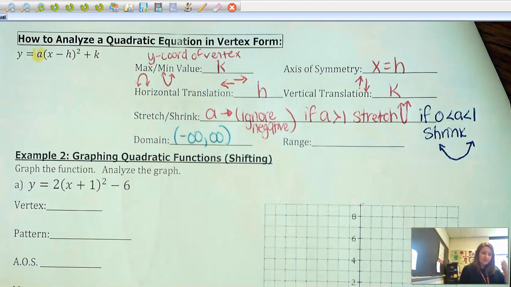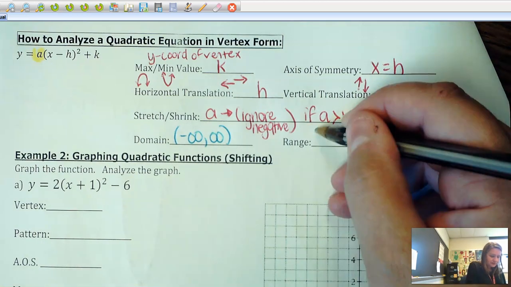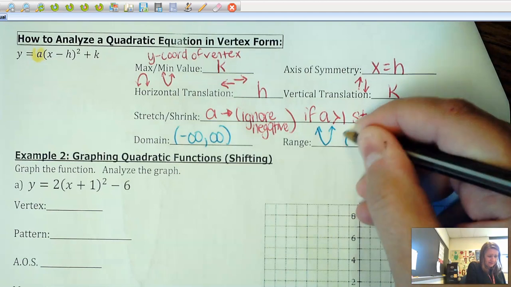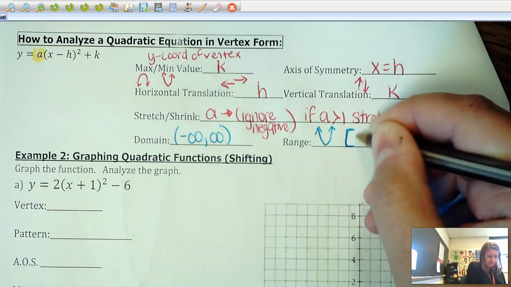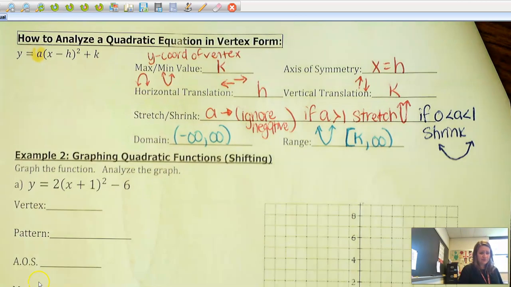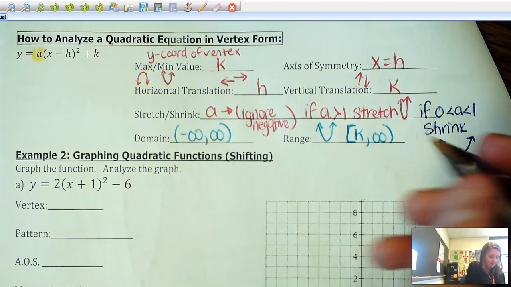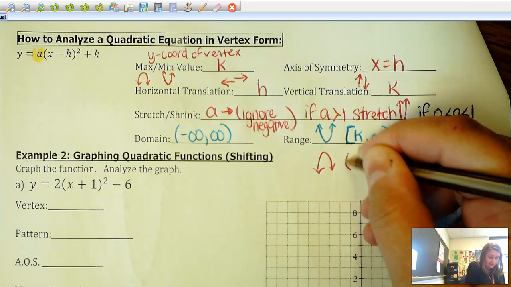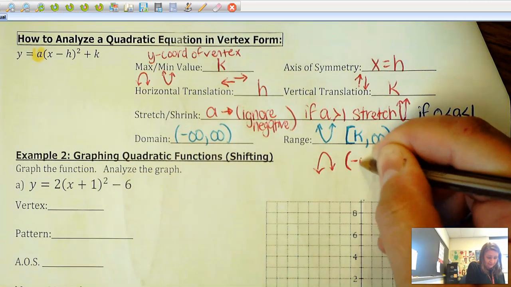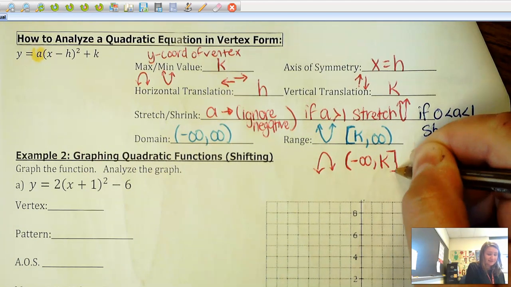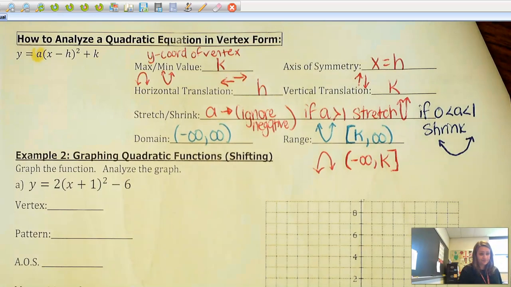Now, your range depends on the direction the graph turns. So, if the graph turns right side up, it's going to be the y-coordinate of the vertex, which is k, and then it goes up forever, so it points up to infinity. Now, if the graph turns upside down, this goes down forever, so we want to start our interval from negative infinity, and k will be the maximum there, so that will be the stopping point.